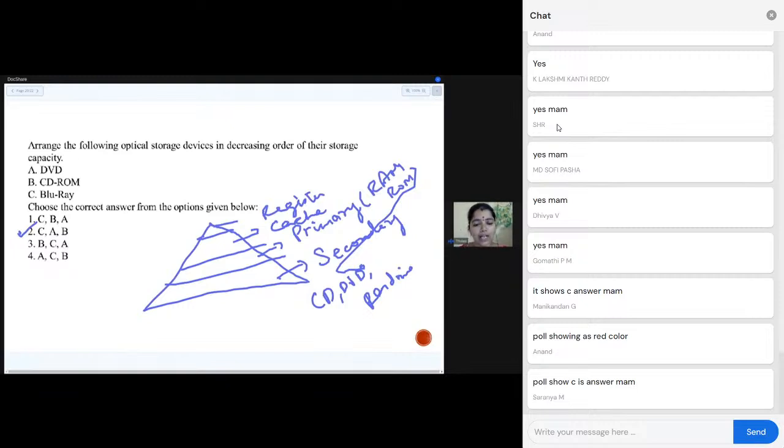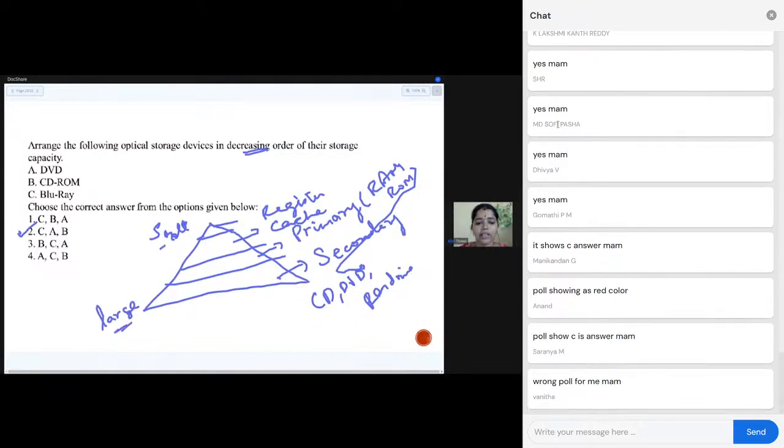So if you take this triangle, we have to tell the decreasing order of their storage. The register has a small size compared to this one. The DVD and the pen drive have much more size compared to the registers. This is small and this will be large. So we have to arrange in decreasing order. What will come first? DVD, CD, Blu-ray. This is the whole concept.